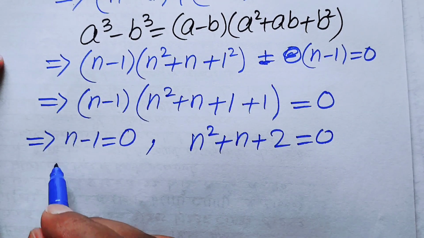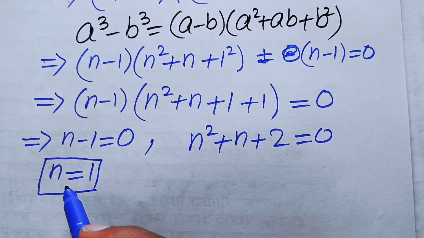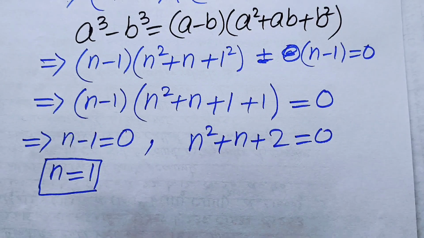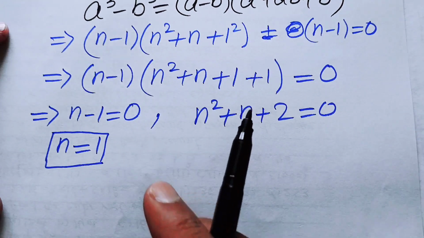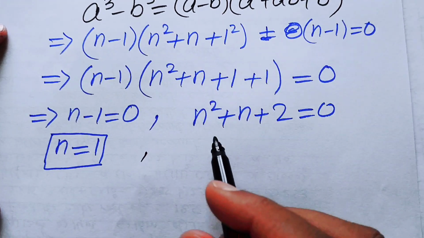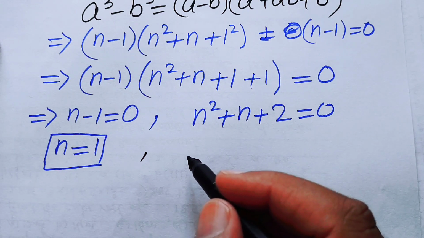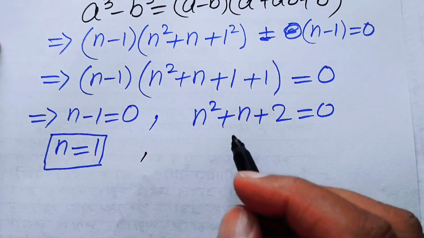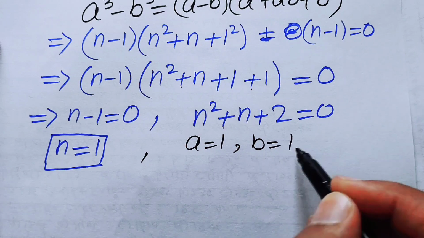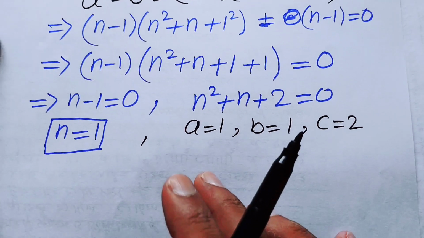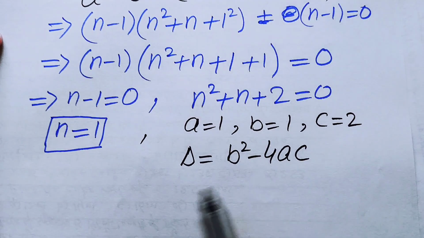So in the first case you will get the value of n is equal to 1. So this is the first root of this equation. In order to find the other roots, we can solve this quadratic equation. Because in this question we need only real roots, I can first check whether this quadratic equation has real roots or not by using the discriminant formula. So here we have a is equal to 1, b is equal to 1, and c is equal to 2, and our discriminant formula is delta is equal to b squared minus 4ac.